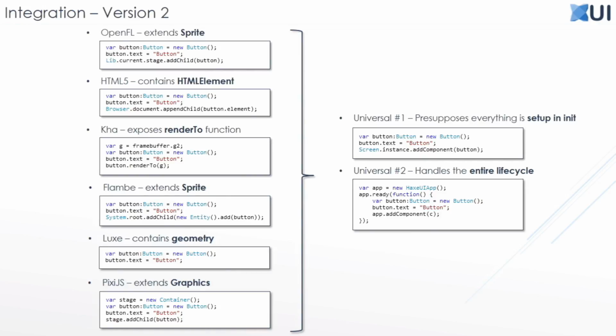Lux seems to just automatically draw. I guess it's got some stuff on there that automatically handles the render loop for you. And Pixi just extends graphics. So again, you can just add it to the stage. Now, you don't have to get into these details if you don't want to. It simply means that you can.